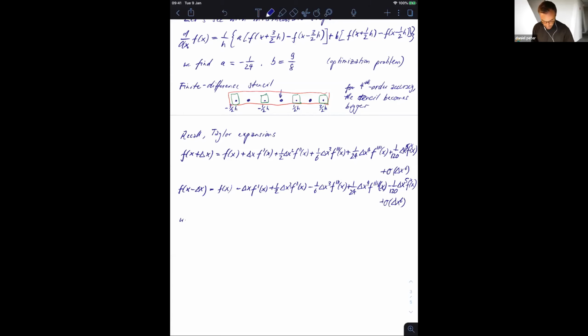Good, from this we can now find a higher order expression for the second derivative with the truncation error of fourth order.